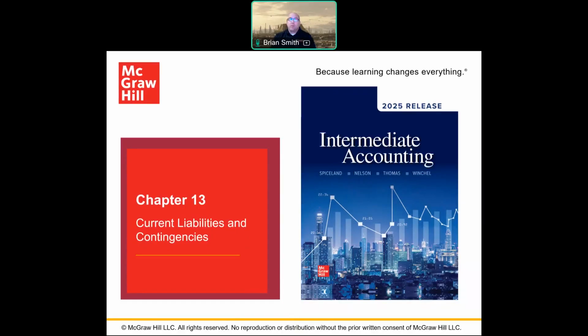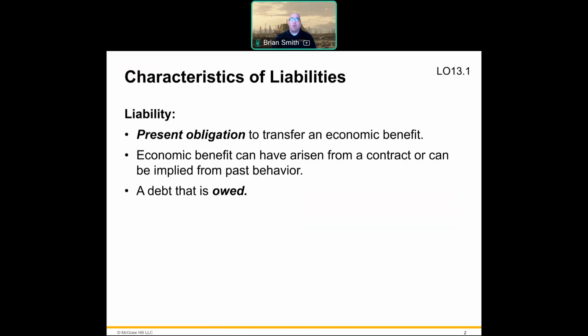Welcome. We are here in chapter 13 to start talking about current liabilities and contingencies. A contingency is basically a liability that requires something to happen in order for it to become a liability. So here, let's talk about what a liability is.